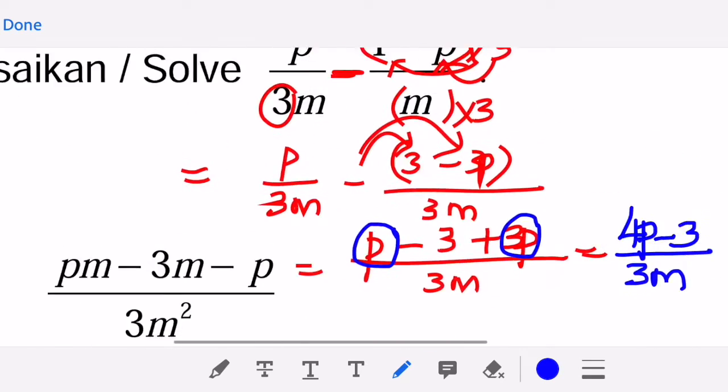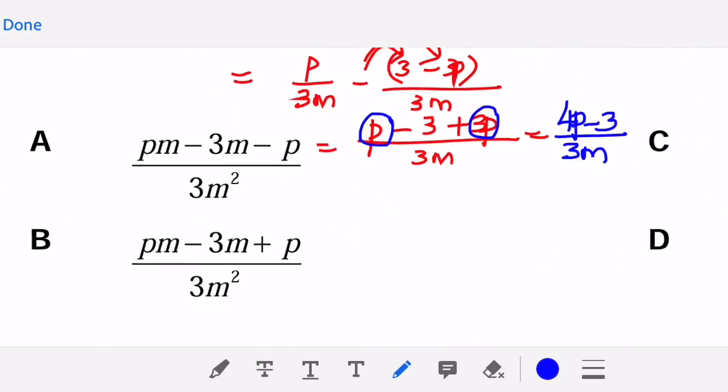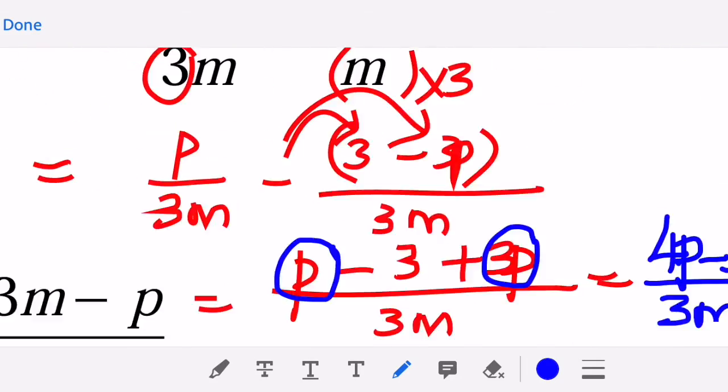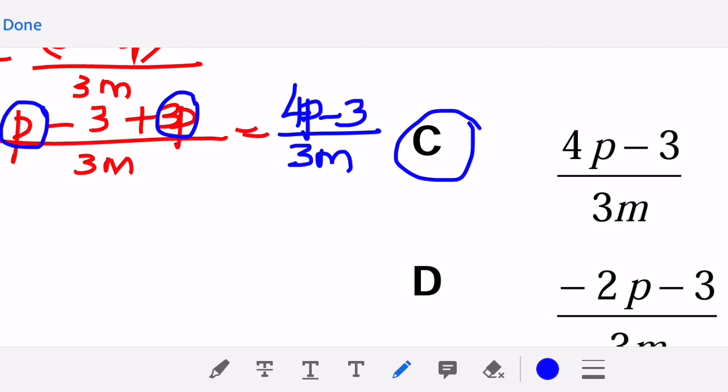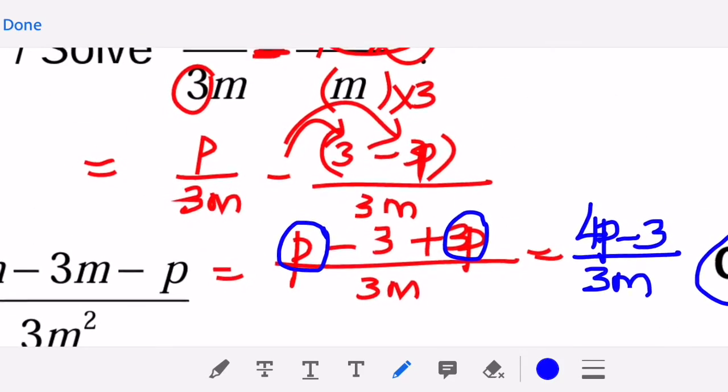We can't simplify. So we find the answer. Can you find the answer? Yeah, this is the answer. Easy, right? So everyone must know how to do. You cannot say you don't know how to do.